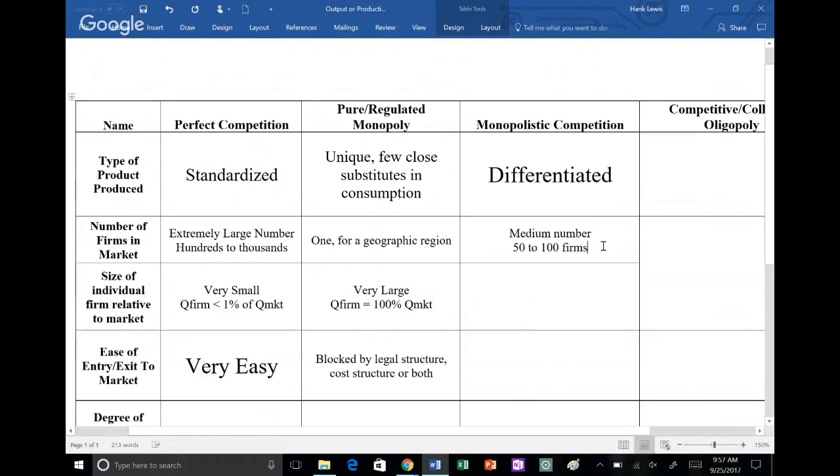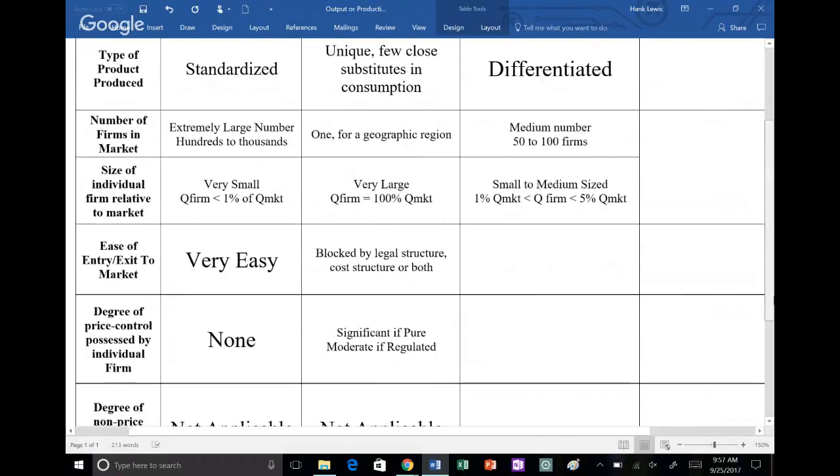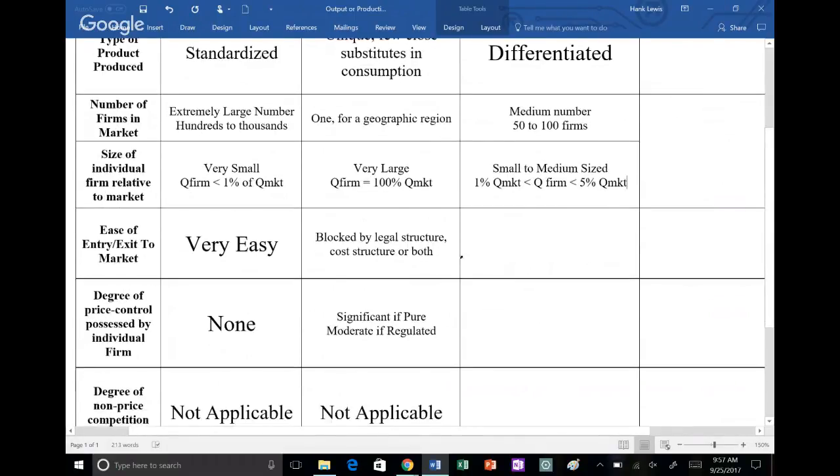Number of firms in the market is a medium number, 50 to 100 firms. An individual firm is described as being small to medium size, meaning a single firm produces at least 1%, but no more than 5% of the market output.